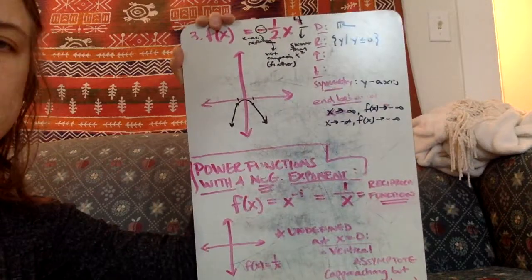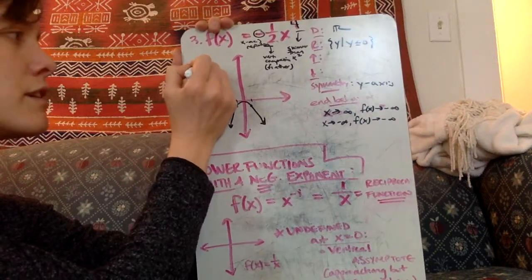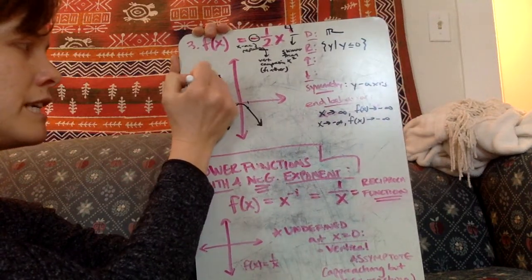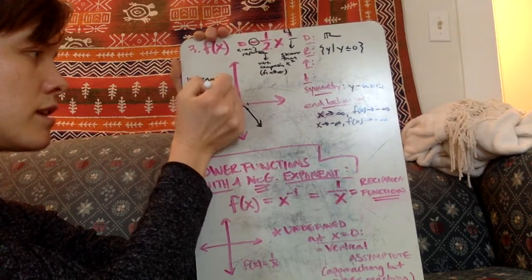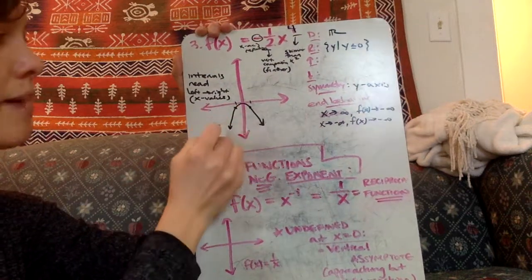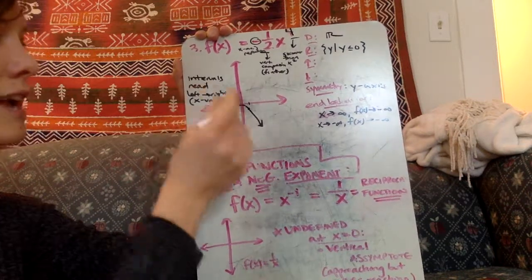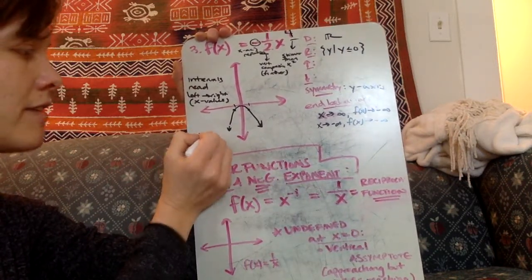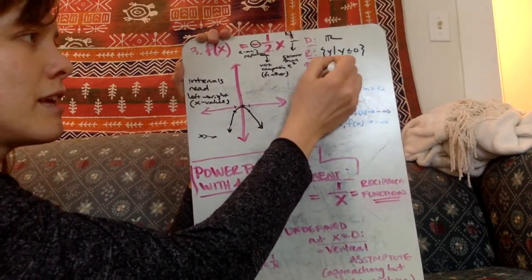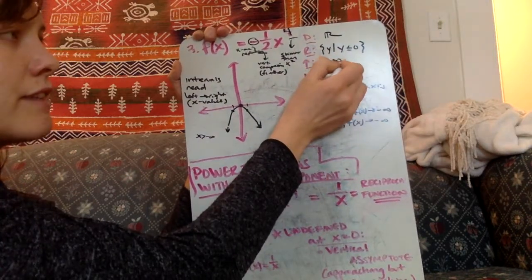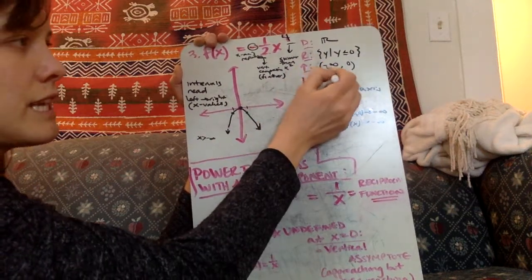My increasing interval also changes because of the x-axis reflection. So if I'm reading it left to right, remember intervals read left to right, x values. So left to right, I'm increasing here from x equals -infinity, or x is greater than -infinity, to this point 0, 0. So my increasing is from -infinity to 0, and my decreasing goes from 0 all the way to +infinity.